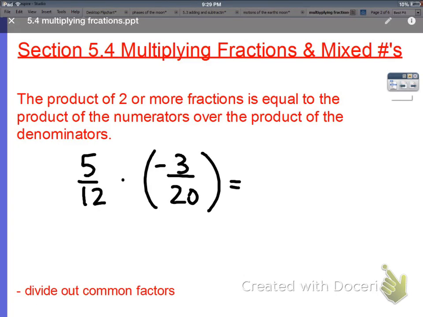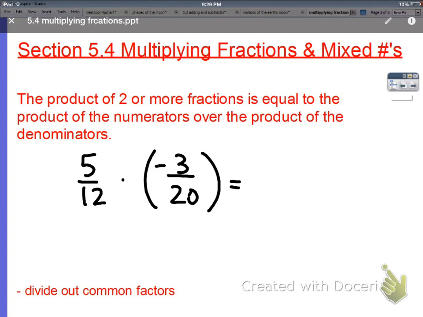In this section, you're going to learn how to multiply fractions and mixed numbers. The best part about this section is that there are no more common denominators. When you multiply or divide fractions, you no longer need to find a common denominator. The product of two or more fractions is equal to the product of the numerators over the product of the denominators, which means that you multiply the numerators and then you multiply the denominators.